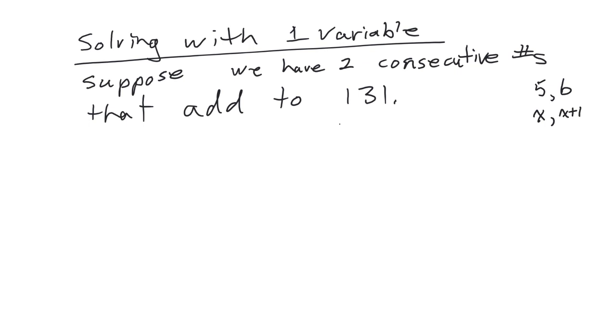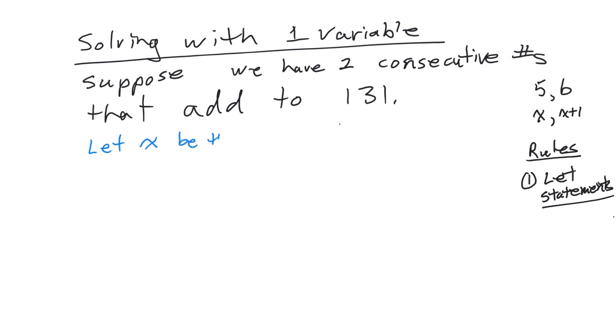So here's how we do this type of problem. We must start by, one, setting up let statements. Just remember that let statements basically tell us what the variables are. So for this problem, we're going to say let x be the first number. Let x plus 1 be the next consecutive number.